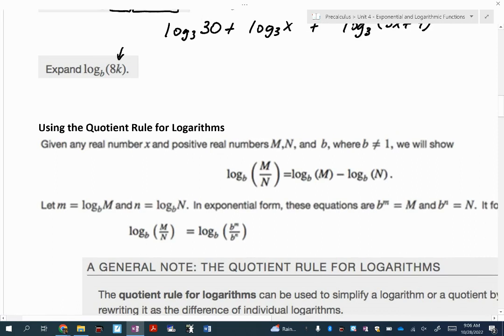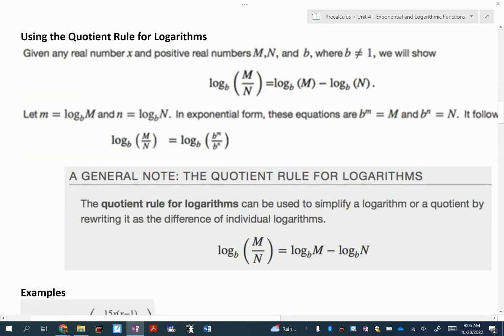Okay? Let's try expanding this one. This one's probably as straightforward as you can get. We have a log base b, and 8 times k is my argument. Because 8 and k are connected by multiplication, I can write log base b of 8 plus log base b of k.